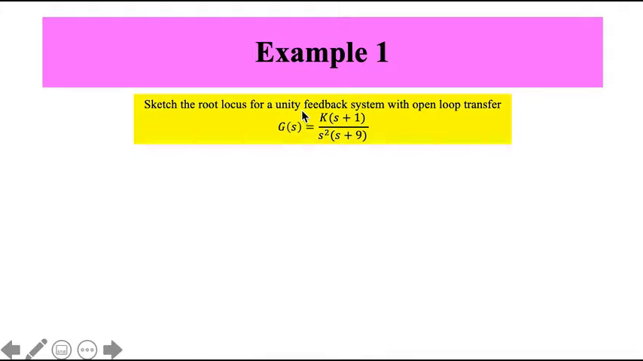Again I am assuming that everything is unity feedback system. So don't really worry about what happened to H. Okay, and again I just get K here as well. So let's try to plot it.